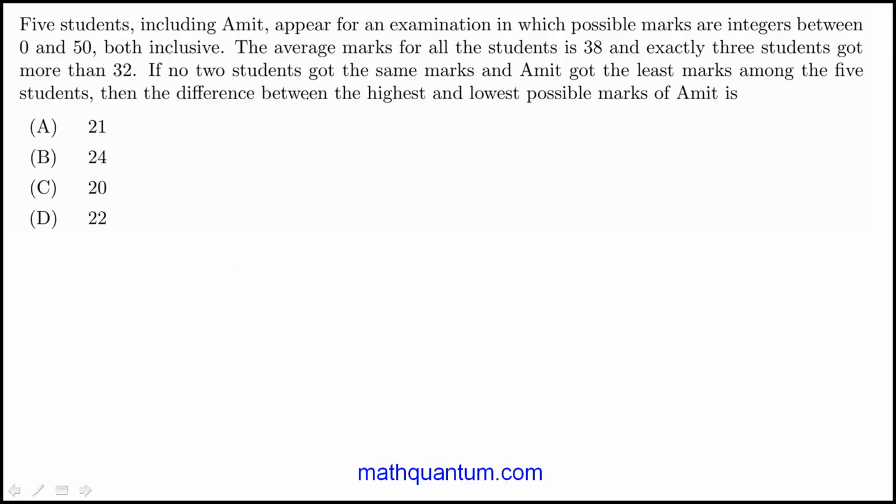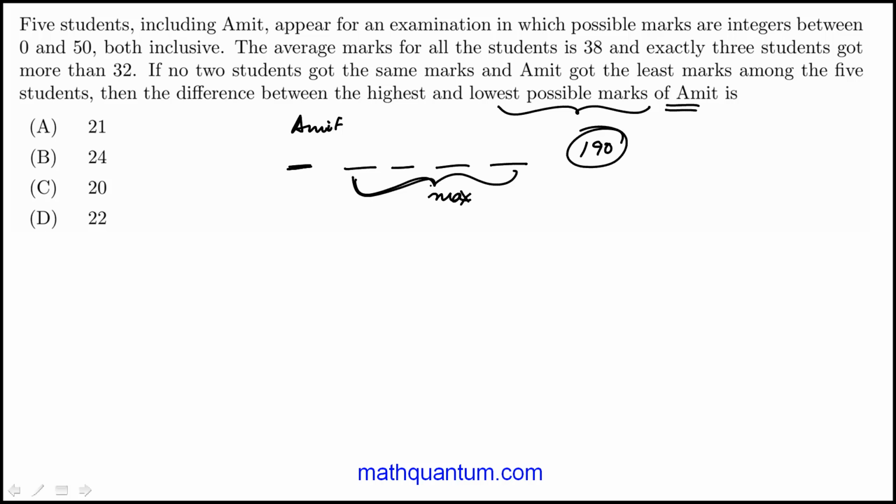So this question is purely conceptual. You don't have to do any algebra. And so we'll start with lowest possible marks for Amit, and his is the least. And so my goal is to maximize the other scores as much as possible, because they all have to add up to 190. So the greater these numbers are, the smaller this would be.